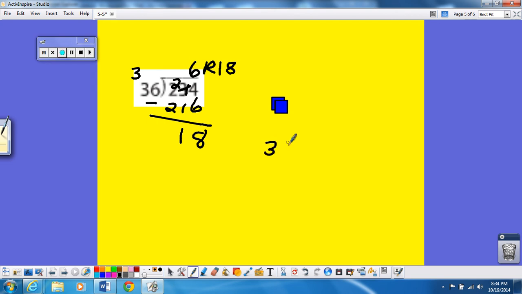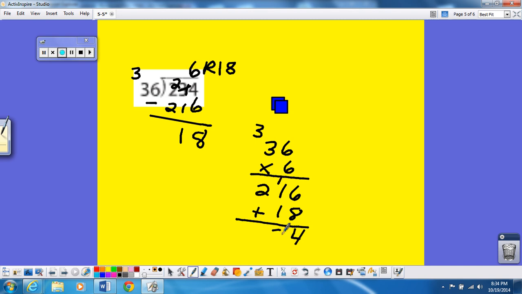Let's make sure. Let's do 36 times 6. 6 times 6 is 36. 6 times 3 is 18, plus 3 is 21. And then let's add our remainder to it. 8 and 6 is 14. 1, 2, 3. Read over to 234. Perfect. All right, so hopefully I've shown you two different ways that you can do this, whether it be the cover method or taking just your divisor and multiplying it by single-digit numbers until you get close to where you need to be.